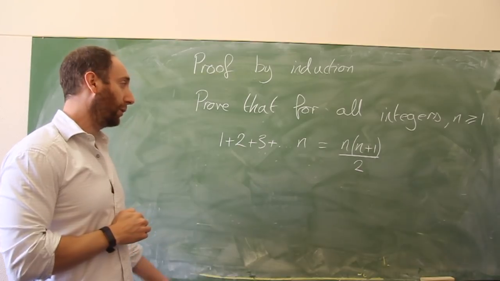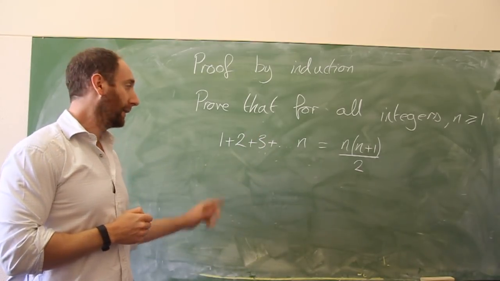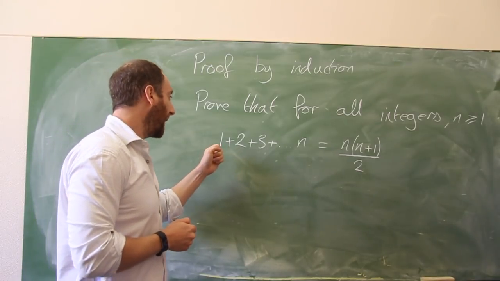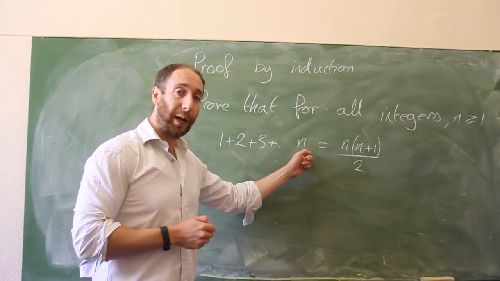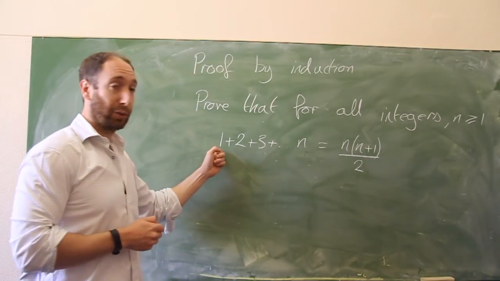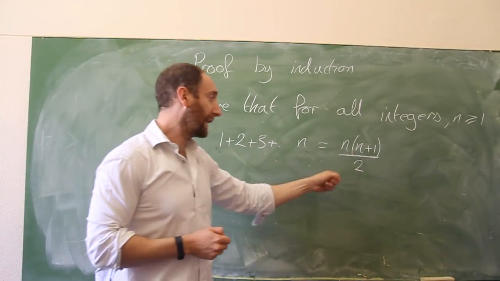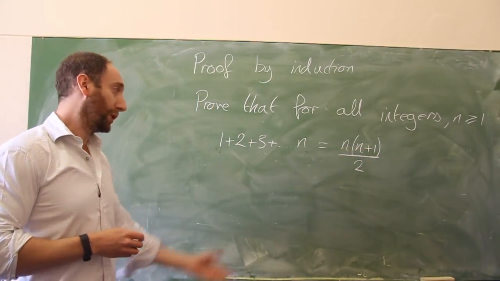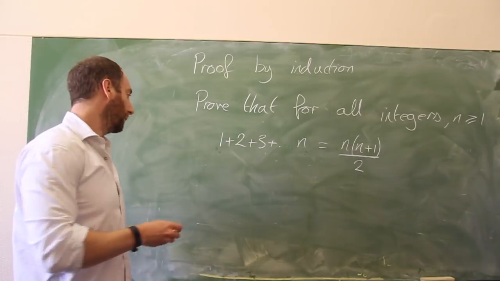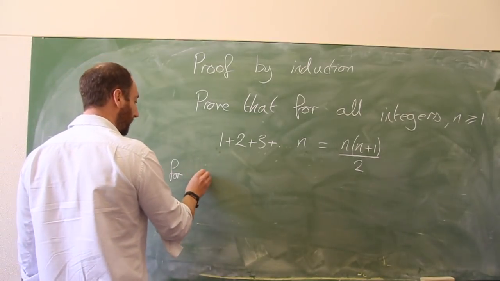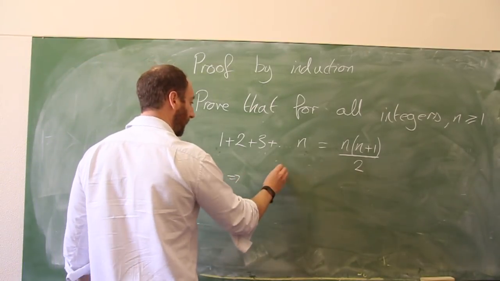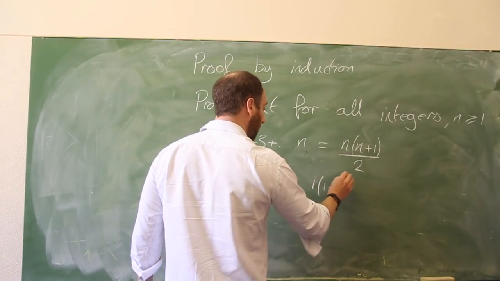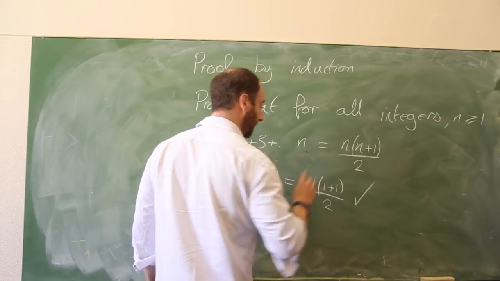We could try it for n equals 1, in which case you would just get 1 on the left. So what this says is add 1, 2, 3 up to n, but if n is 1, then it's just 1. And on the right hand side, when n is 1, we've got 1 times 2 divided by 2, which is 1. So we can check. For n equals 1, we just have 1 equals 1 times 1 plus 1, over 2, that holds.